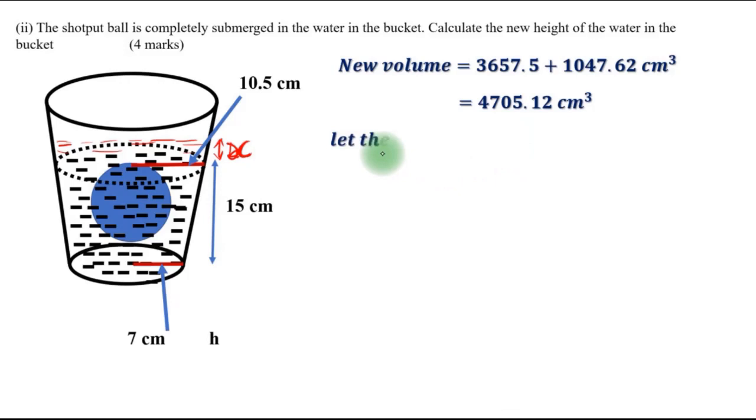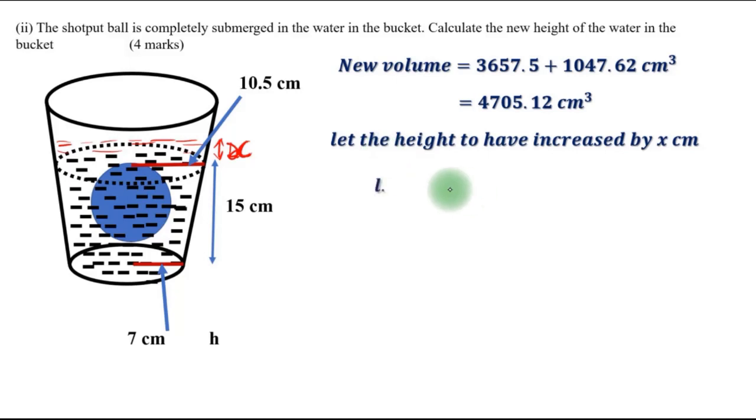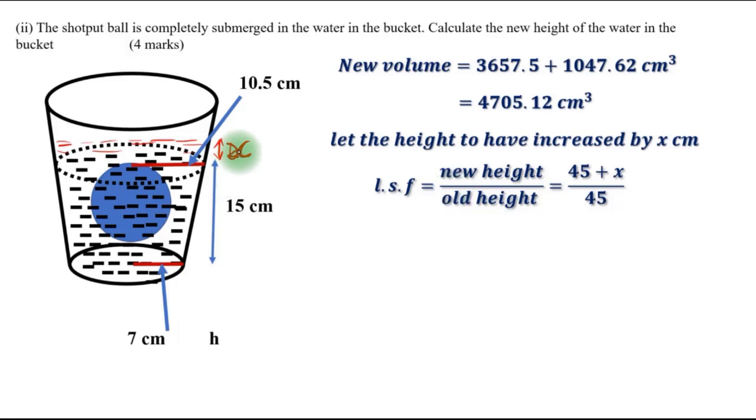If we let the height have increased by x, then the linear scale factor will be the new height over the old height. In that case, the new height will be 45 plus x over 45. And that is for the cone. We are actually talking about the cone, because at the end of it all, we need to get x.